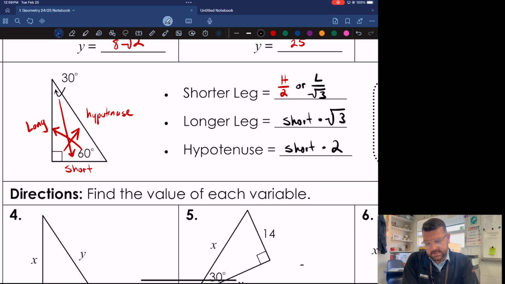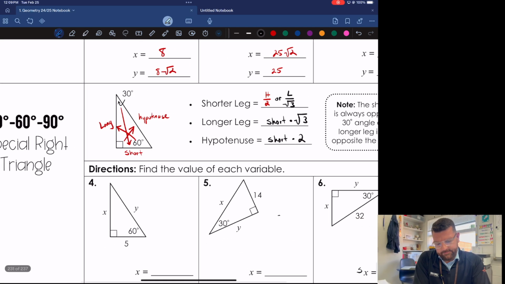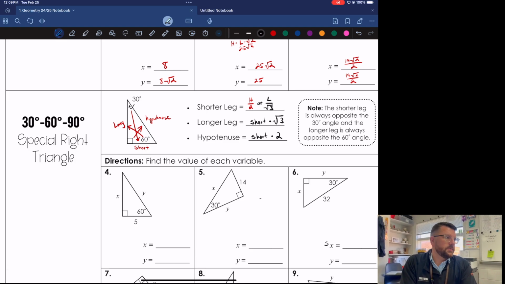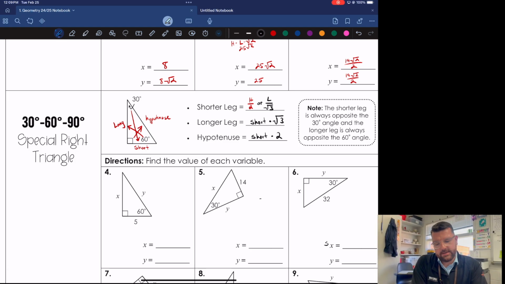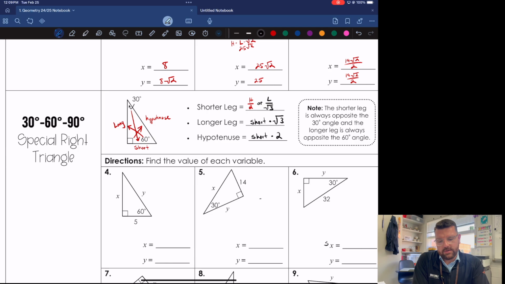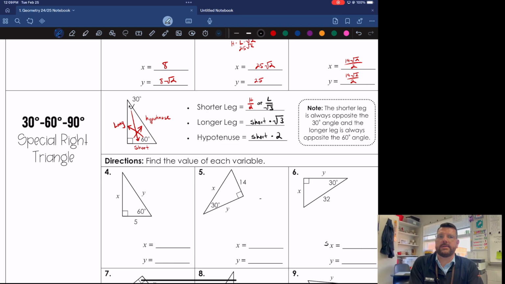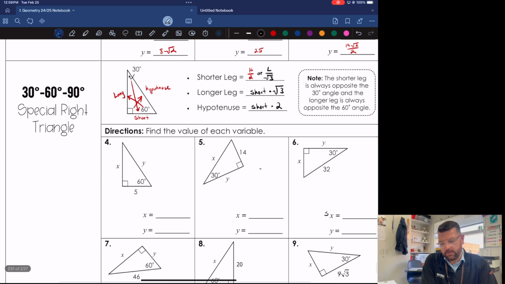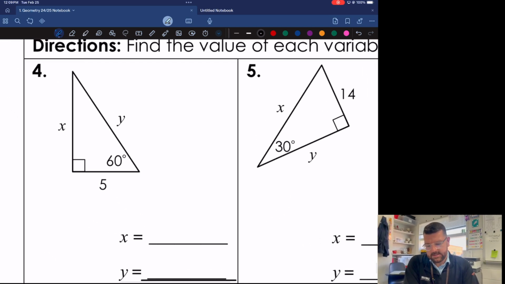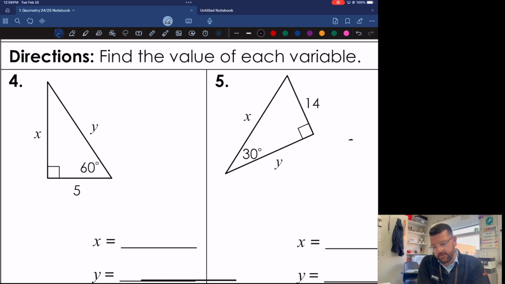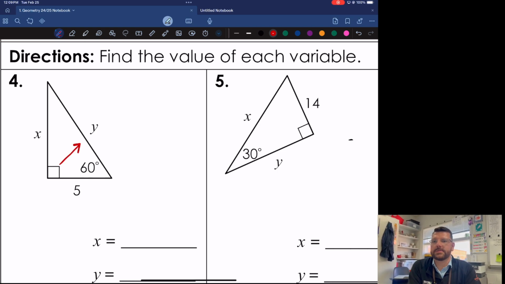Our little note to the side here states the shorter leg is always opposite the 30-degree angle, which is how we identified our short side. And the long side or leg is always opposite the 60-degree angle, which again is what we did when we labeled our triangle. So let's look at number 4 here. It says find the value of each variable. Our first job is to identify the hypotenuse.